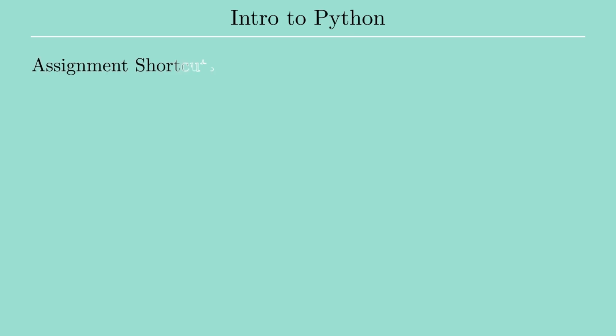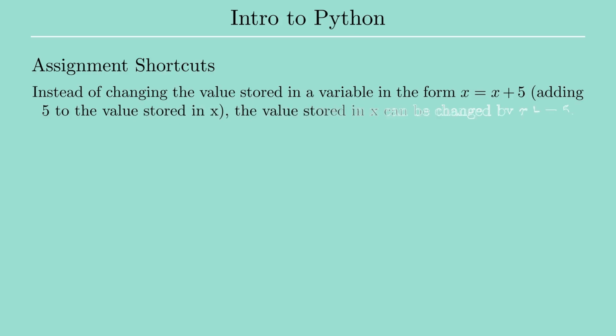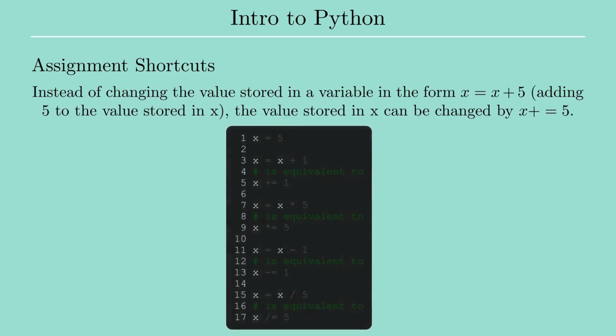Assignment shortcuts. Instead of updating the value stored in a variable in the form x equals x plus 5, the variable x can be updated exactly the same with the line x plus equals 5. This sets x to its original value plus 5. As well as addition, this can be used with the other basic mathematical operators such as multiplication, subtraction, and division.